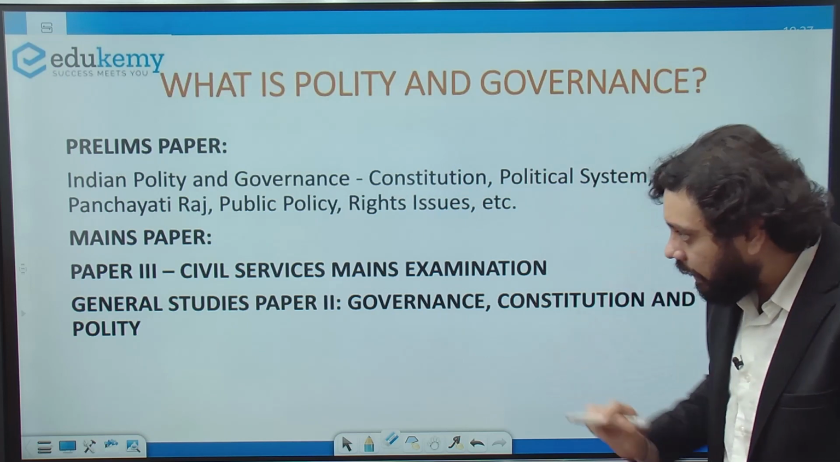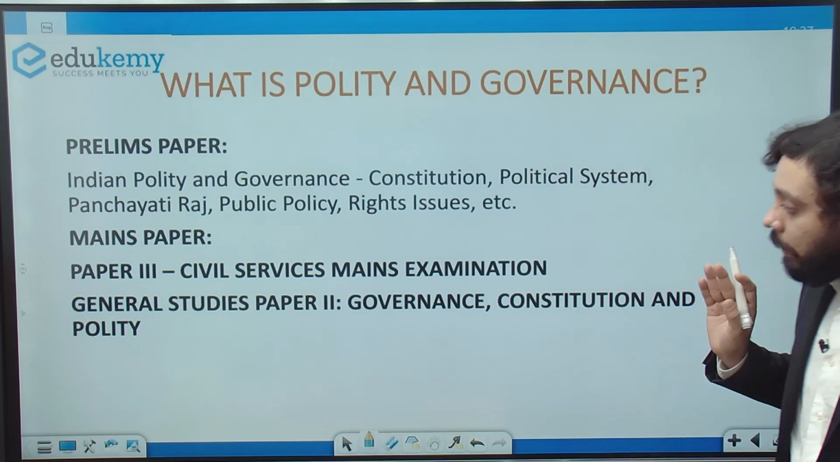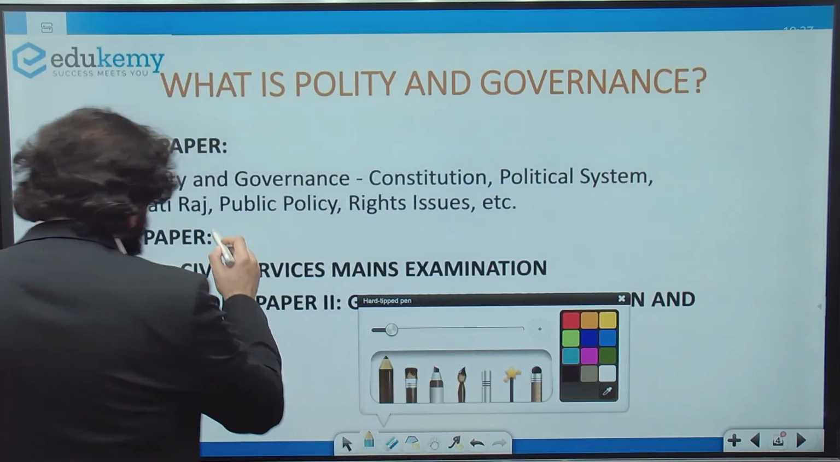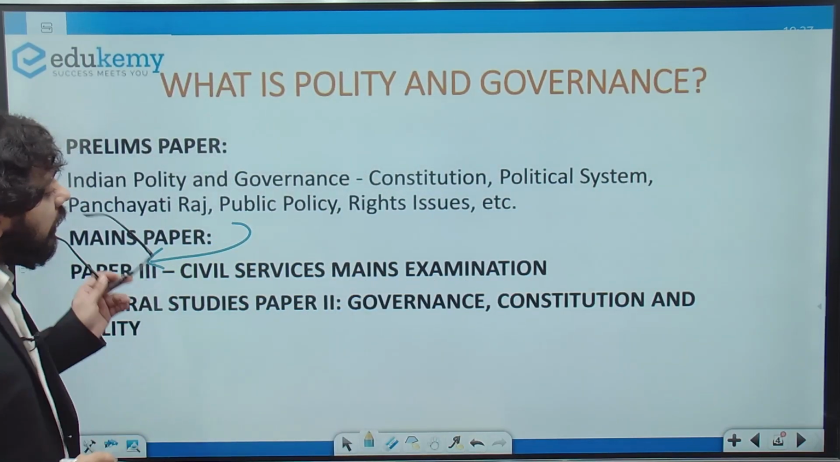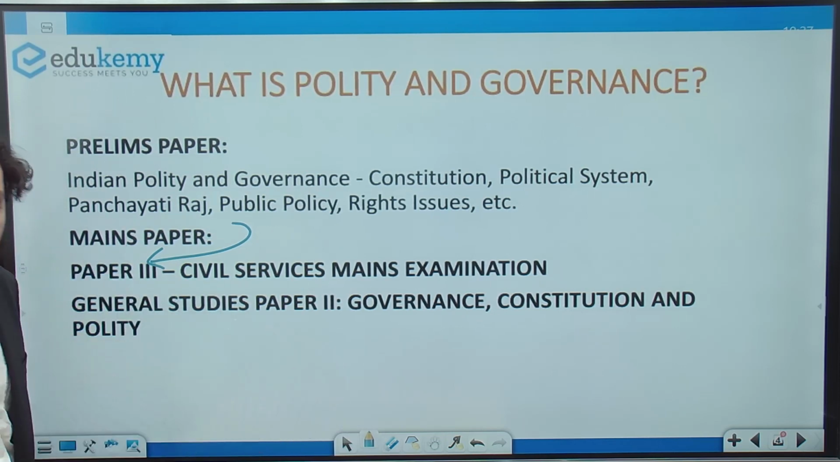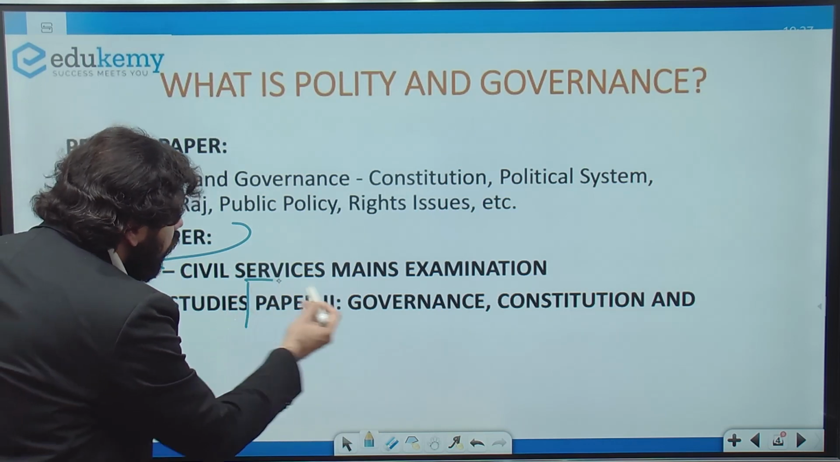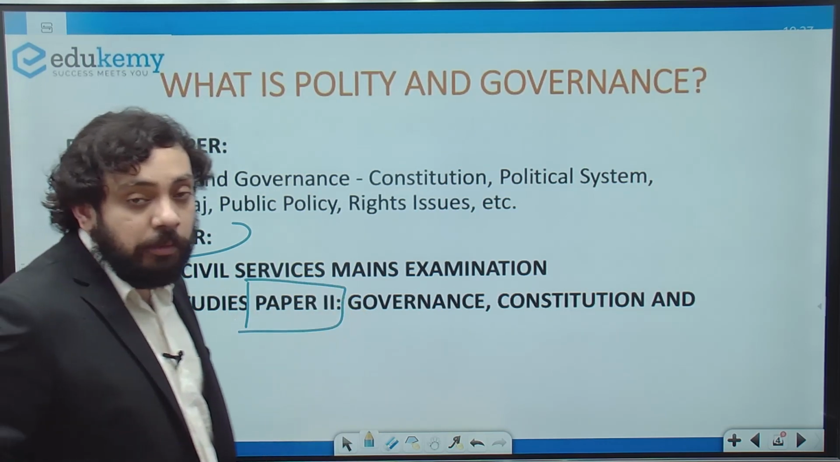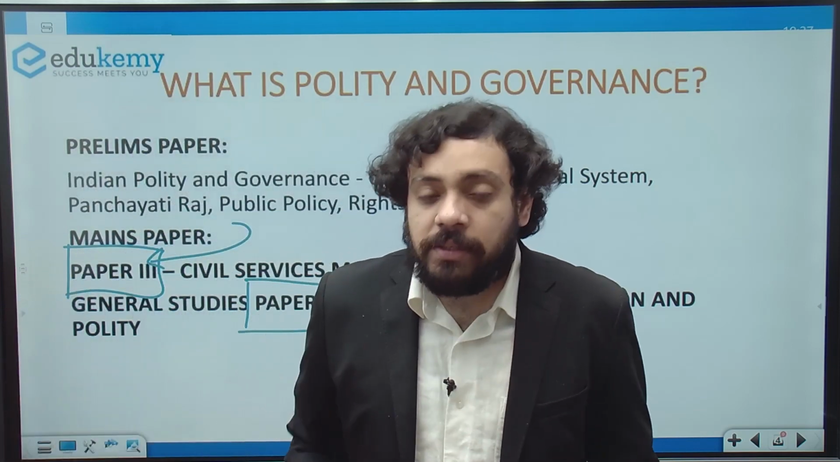What is written in the mains paper? Now in the mains paper, paper number 3 is covering polity and governance. But in the general studies paper, it is paper number 2. So this is a common confusion among students, whether it is paper number 3 or paper number 2. Let us clarify it once and for all.